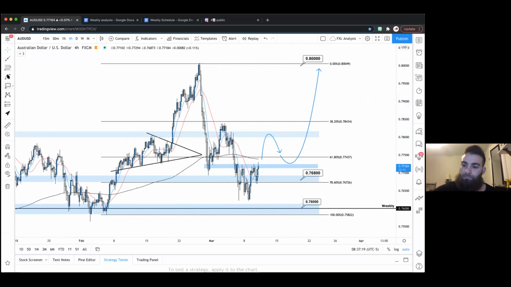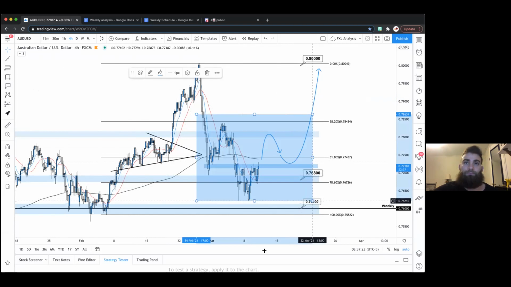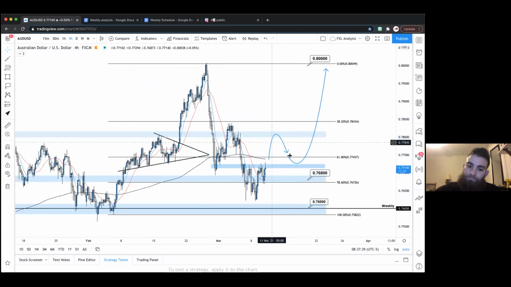I'm just gonna draw this pattern in here. This should be more or less. And you said inverse head. If you say inverse head and shoulders, guys, that would be correct. And then you would be looking for entries all in here on the right shoulder, break of the neckline, proper conviction, and so on. So that's the idea for AU.